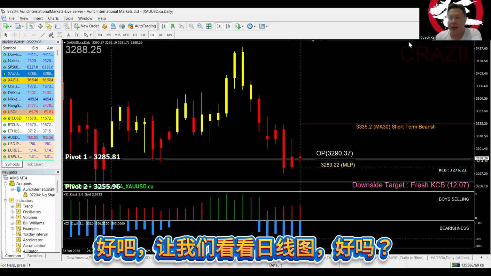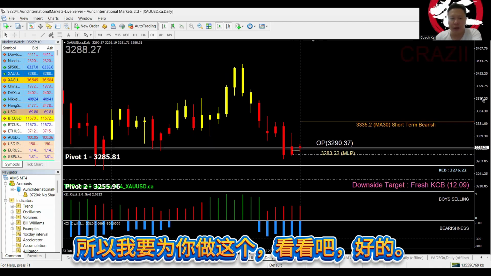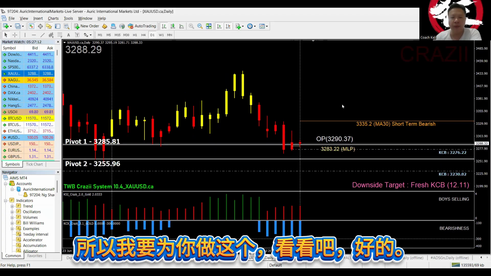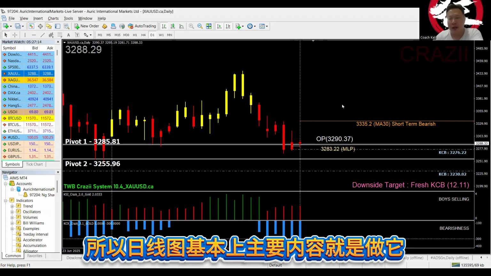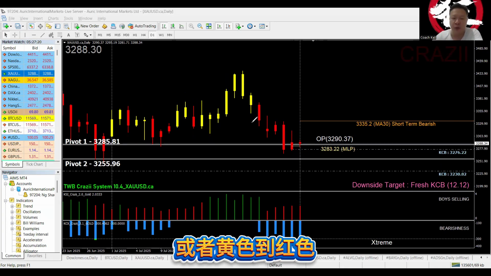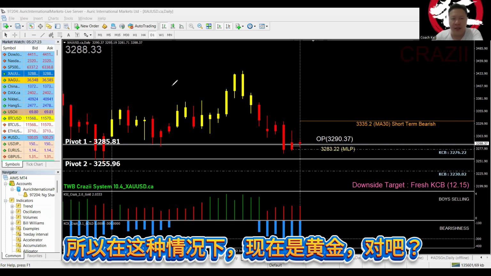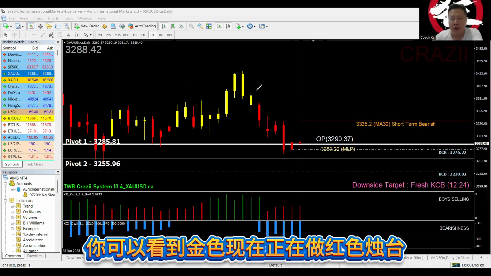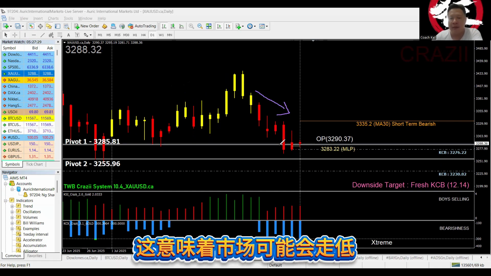Okay, so let's look at the day chart. Okay, so I'm going to do this for you. Just take a look, yeah? Okay, so day chart, basically the main content is to do it when the color flips over from red to yellow or yellow to red. So in this case right now for gold, you can see gold is now doing red color candlesticks, all right? So that means that the market likely should trade lower.